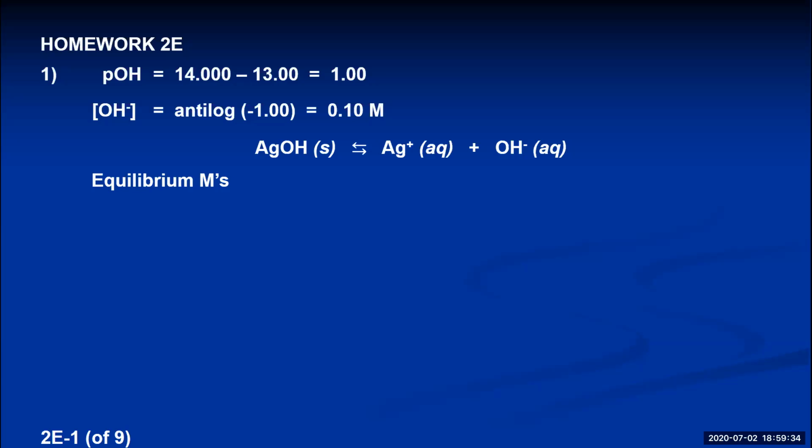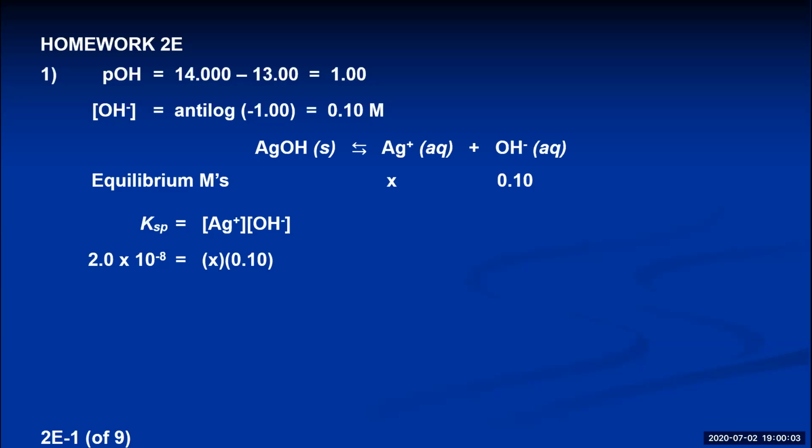We only need an equilibrium line to solve this. The concentration of the hydroxide ions is 0.10. The concentration of the silver ions we don't know, they're X. And those molarities are related to the KSP, or equilibrium constant, for this reaction through the equilibrium constant expression, KSP equals silver ions multiplied by hydroxide ions. Looking up on handout 4, the KSP for silver hydroxide is 2.0 times 10 to the minus 8th.